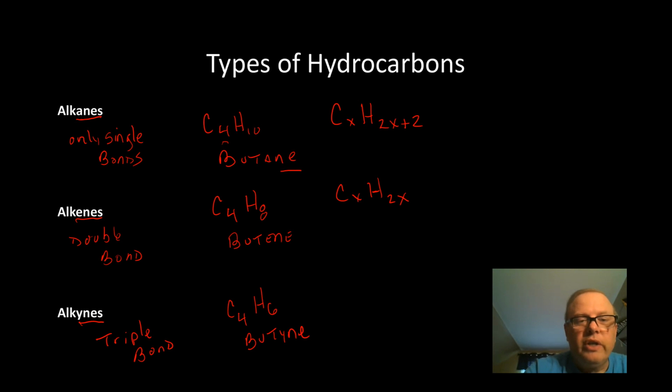So we started at 10, and now we're down to 6 with the triple bond. So this will be CxH2x minus 2. And that will be its general formula there.